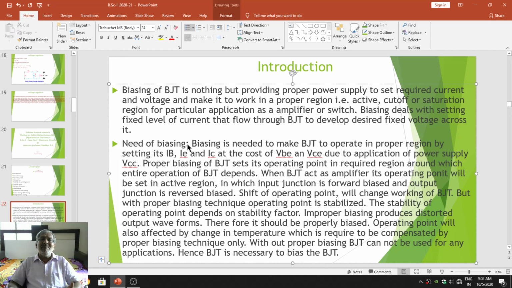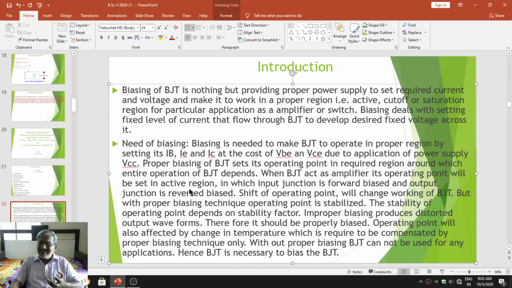And to make it workable, the biasing is needed, or it is to be biased. Means to adjust the operating point in a proper region, in the active region or maybe in the saturation region or cutoff region. To adjust that bias operating point to work BJT as an amplifier or to work BJT as a switch, the biasing is needed.